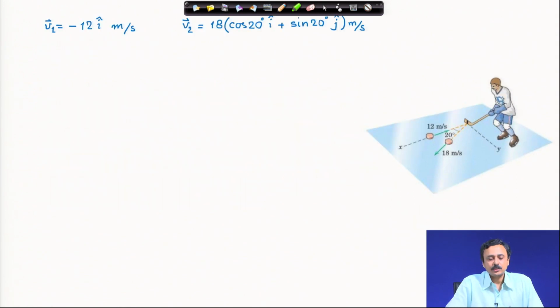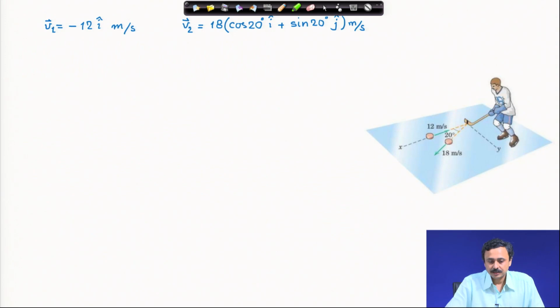We will use this x-y coordinate system and represent every vector and then apply, because you remember that the impulse-momentum form is a vector relation. V1, the initial velocity of the puck, is minus 12 i cap meter per second. It is in the negative x axis direction. So, minus 12 i cap.